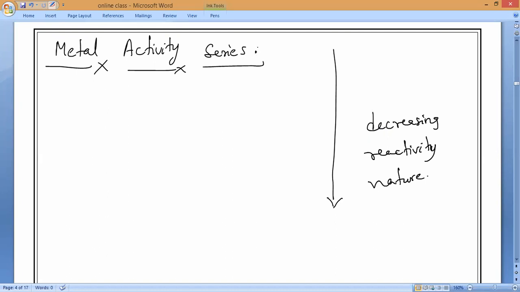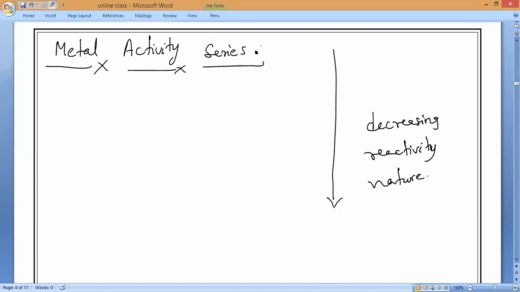Now let us understand what this metal activity series is and what elements are present in it. Very, very easy. I will help you remember it easily. I will give you some mnemonic also. Kindly remember and learn all the elements of the metal activity series.